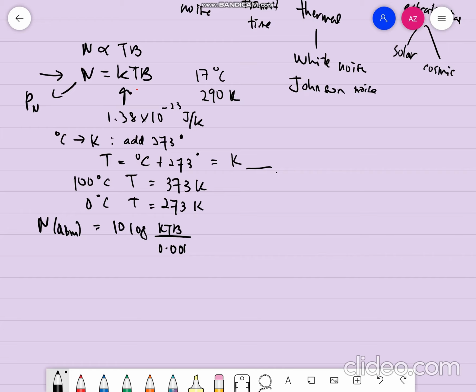So the thermal noise is basically random and continuous, and occurs at all frequencies. It is predictable and additive, and present in all devices. This is why the thermal noise is the most significant of all the noise sources.